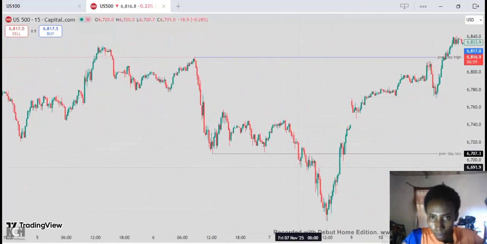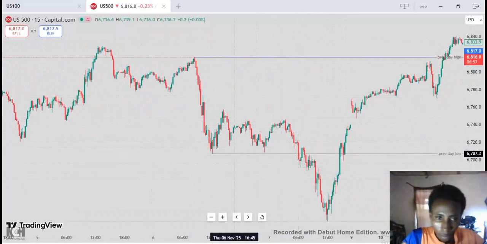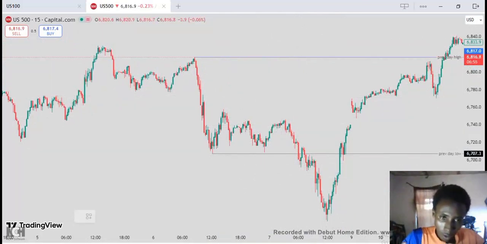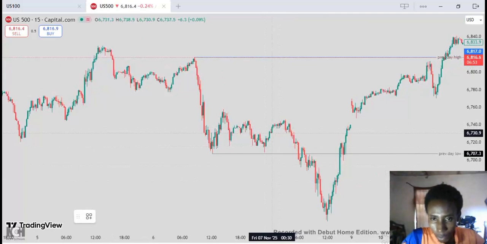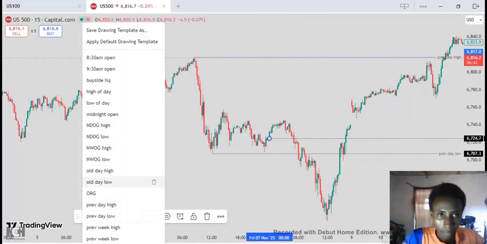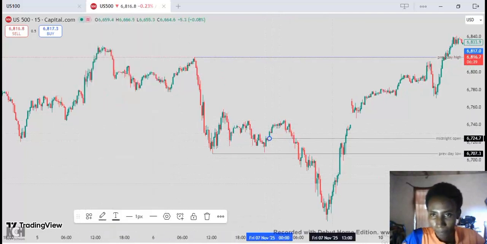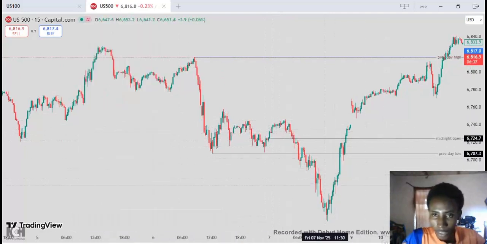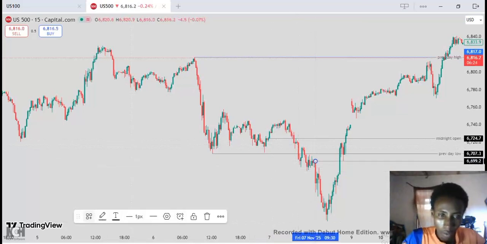I'll be marking the New York midnight open. Midnight open, yeah. So I'll be looking at that level. I'll also be looking at the 9:30 open. When the market opens in New York at 9:30, I'll mark that point because that point is also very, very important.